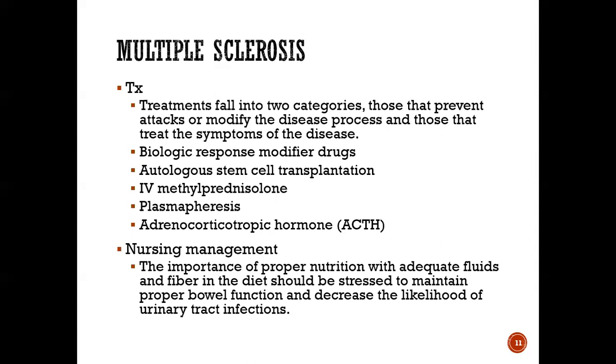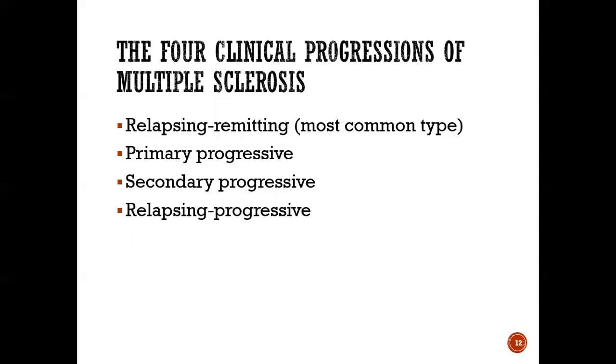Nursing management. It is so important that we teach these patients about proper nutrition, making sure they're getting enough fluid in, enough fiber in, so that they don't have issues with constipation. Also, it helps to decrease the likelihood of UTIs if we do that. There are four general types of multiple sclerosis: relapsing remitting, which is the most common type.